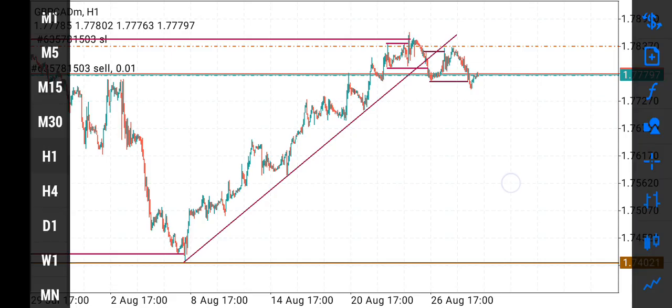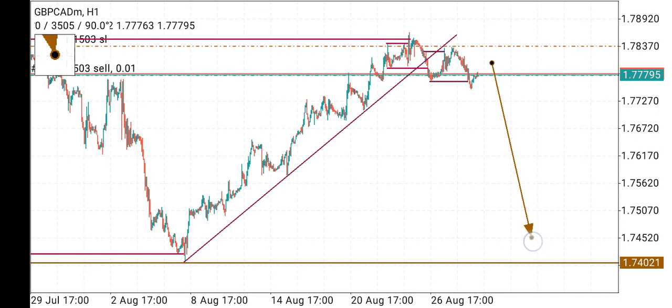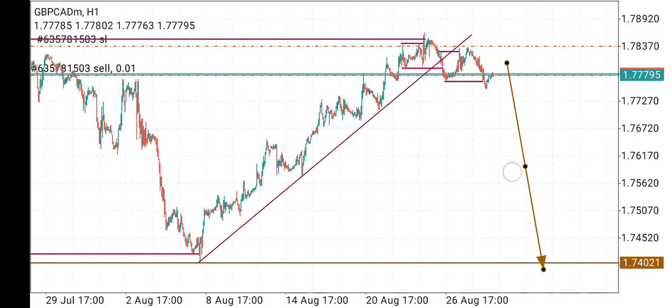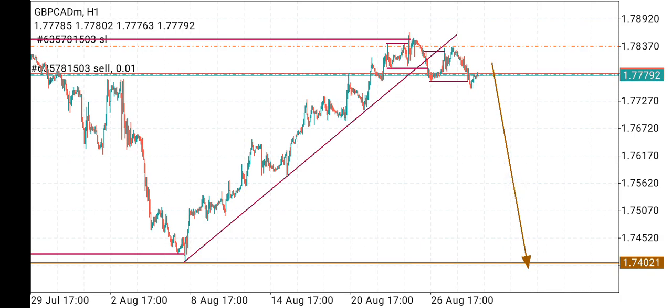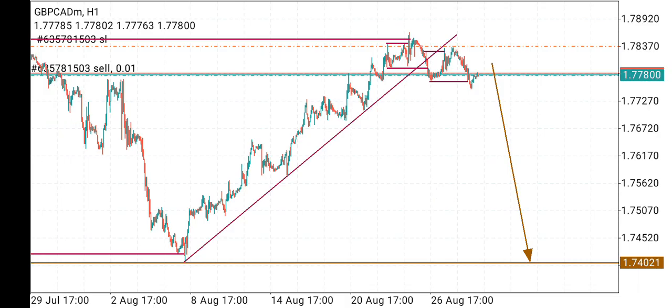So I'm seeing this trade currently on the 1 hour time frame to come down all the way to this 1.74021, hopefully. So that's that about that on GBP CAD.